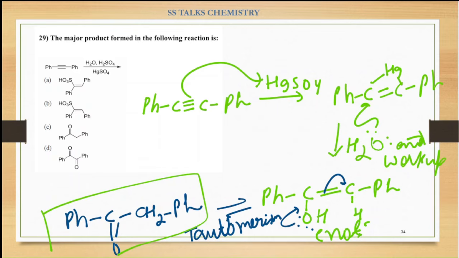Now let us match the options. In A and B, they have taken the SO3H attack, which is not possible over here, so that is not going to be the answer. The correct option is C, where we get PhC double bond O, CH2 and Ph after the tautomerism. This is how the reaction is going to proceed. So this is the correct answer.